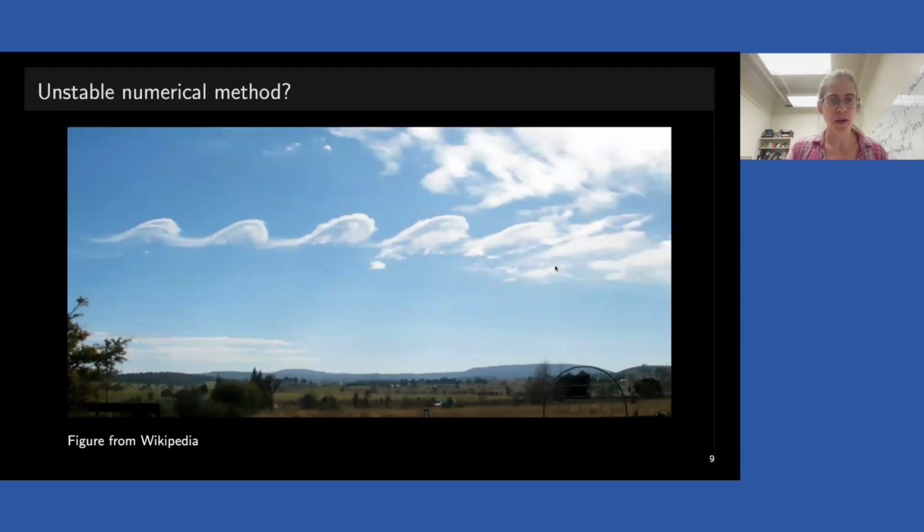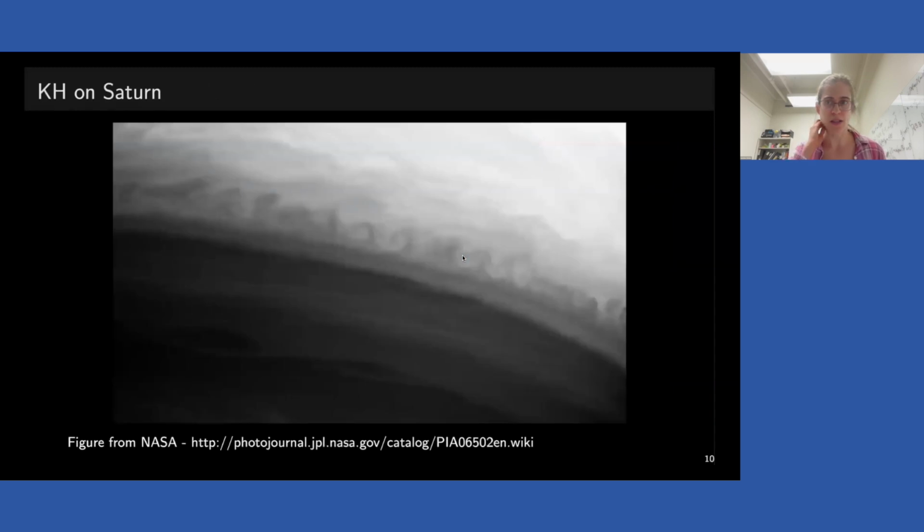So this is Kelvin-Helmholtz instability in the clouds. Basically what you have is layers of air that have different densities, and then the wind acts as the shear flow. And so the clouds visualize the little vortices forming. And here's another one. This is on Saturn. It's also Kelvin-Helmholtz instability. So from a qualitative point of view, what we saw actually looks right.